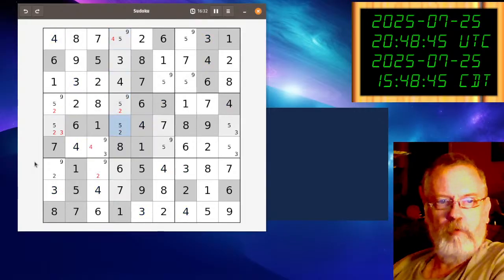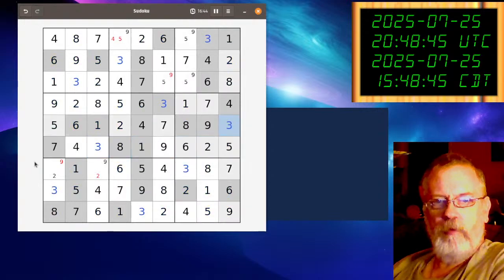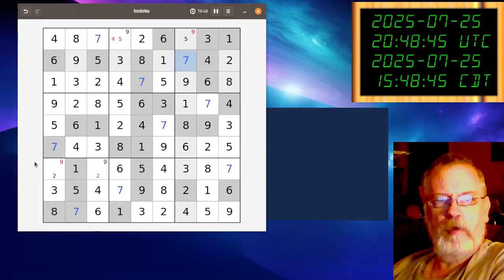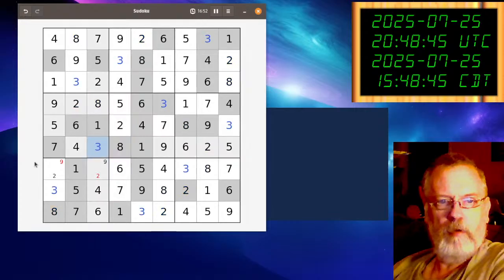Okay, 5, 9, 5, 9, that makes this into 2, 5 here, 9, 5 now, 9, 3, 5, 3, 5, 9, 5, 9, and got to solve this, 9 and 2.